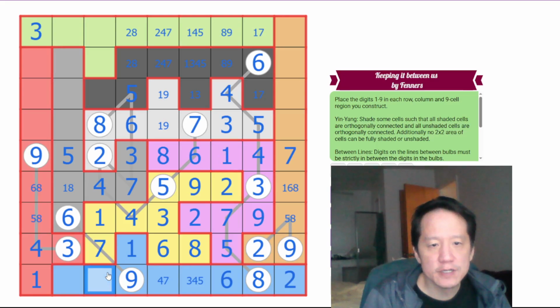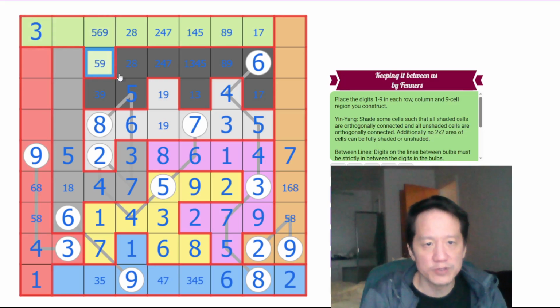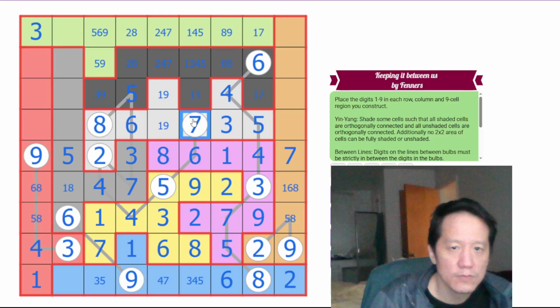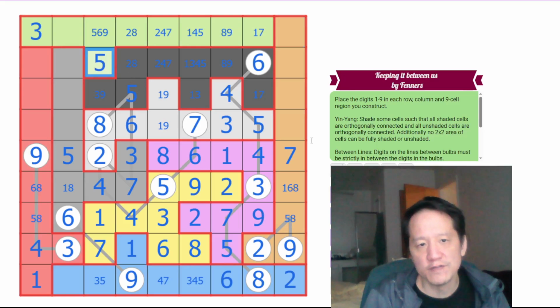Remaining digits in column 3. They are 3, 4, 3, 5, 6, and 9. Well, this can't be 6 or 9, so this is 3 or 5. This can't be 5 or 6, so this is 3 or 9. And this cannot be 3 because of 3 in the region, so this is 5, 6, or 9. But this can't be 6 because of that 6. So therefore, this is 5 or 9, but it cannot be 9 because of that 9. So this must be a 5.